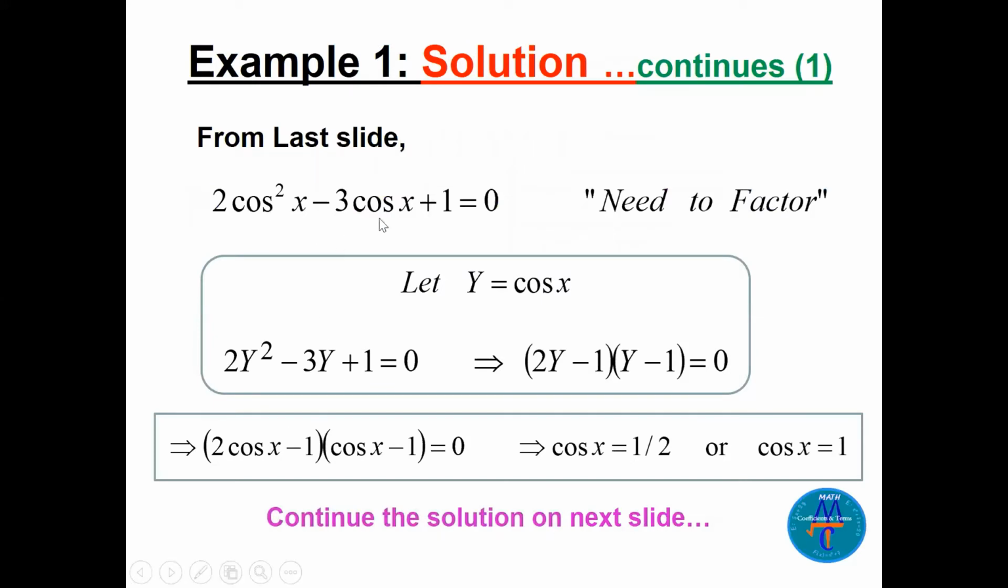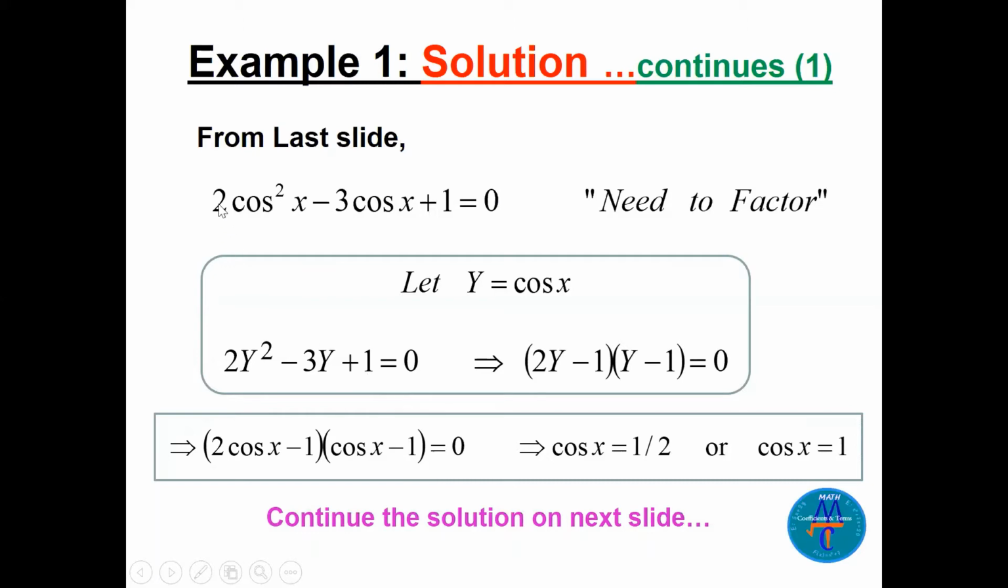So this is the equation we had. Let y equal cosine of x, just to make it easy on the factoring. So this becomes 2y squared minus 3y plus 1. We can factor it as (2y minus 1)(y minus 1). If you multiply these, you would get this equation. So now we can replace back. Instead of y, we put here (2 cosine of x minus 1)(cosine of x minus 1) equals 0.